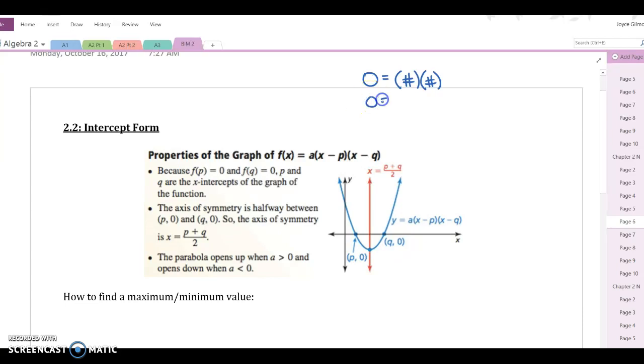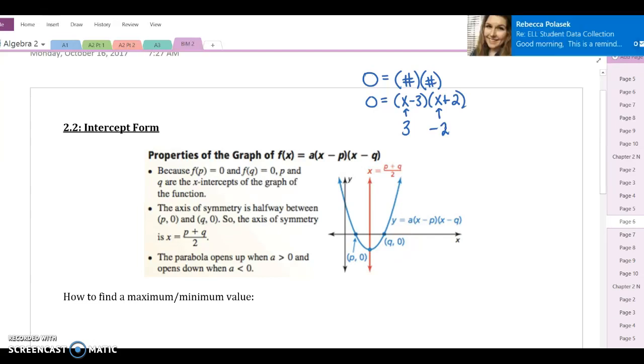So next, if I tell you that one of those numbers is x minus 3 and the other number is x plus 2, that means that x minus 3 must equal 0 or x plus 2 must equal 0. So what x value would make x minus 3 equal 0? What number minus 3 is 0? 3. And what x value would make the second set of parentheses equal to 0? Negative 2.